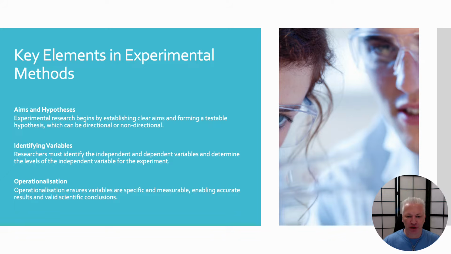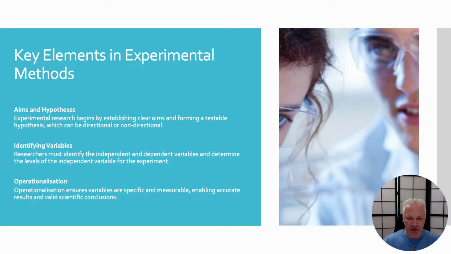And there's also a non-directional or two-tailed, which predicts a difference but not the direction. For example, there will be a difference in word recall between sleep deprived and non-sleep deprived participants. So the researchers must decide which type to use before collecting their data. Directional hypotheses are used when previous research clearly suggests an expected outcome.